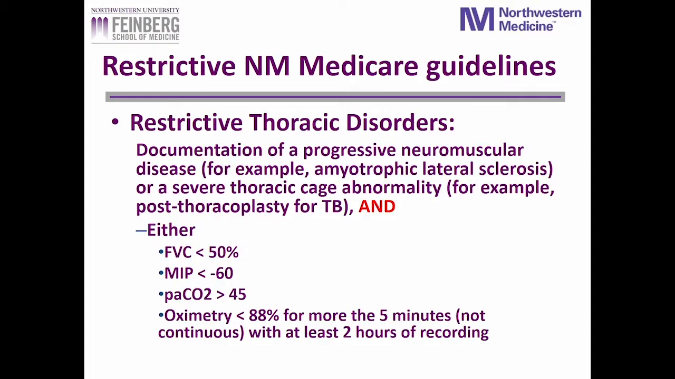So this is the slide. If you're going to take a picture, this is the important one. So these are the Medicare guidelines for how to qualify someone for non-invasive ventilation, okay? So ALS is a neuromuscular disease, but by CMS guidelines it's also a restrictive thoracic disease. So you have to have some documentation of a neuromuscular disease or a restrictive thoracic disease.